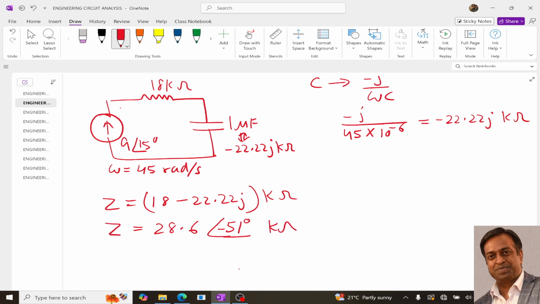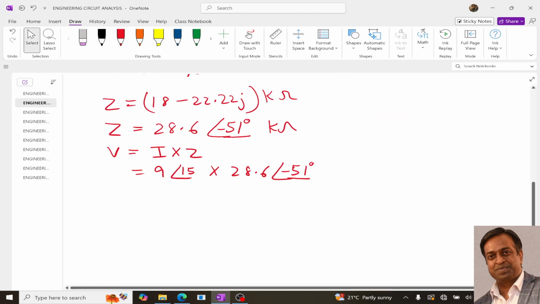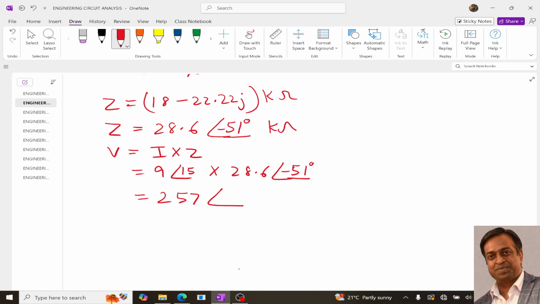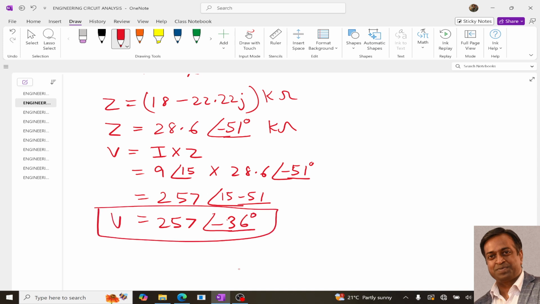We know the current I, so we can determine V as I into Z. I is 9 angle 15, and Z is 28.6 angle minus 51 degrees. So we get the voltage as 257 angle 15 minus 51, which is 257 angle minus 36 degrees. So this is our voltage.